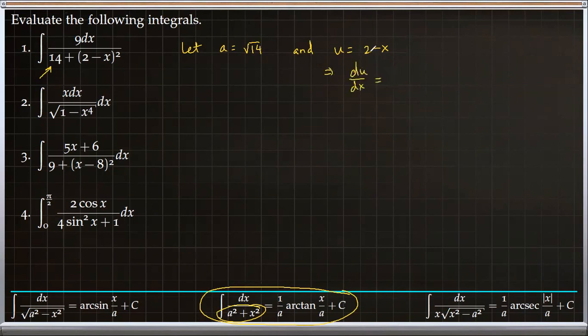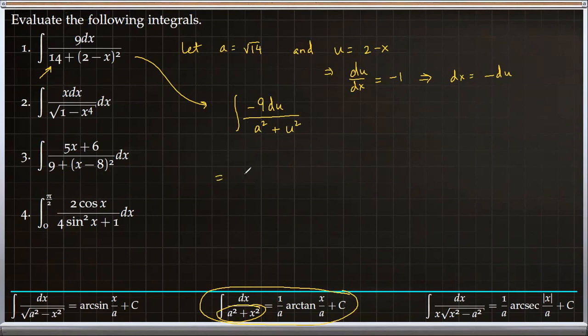Since du by dx is -1, then dx is negative du. So now we are ready to express this integral in terms of u. So this becomes negative 9 du on the top, divided by, so a is square root of 14, this becomes a squared plus u squared.